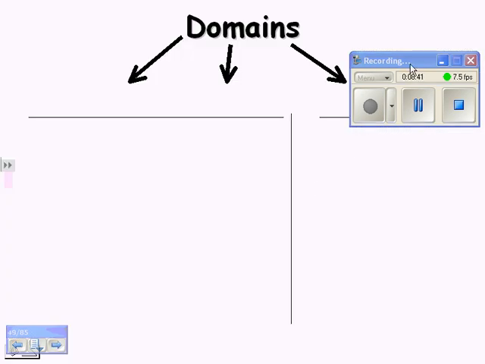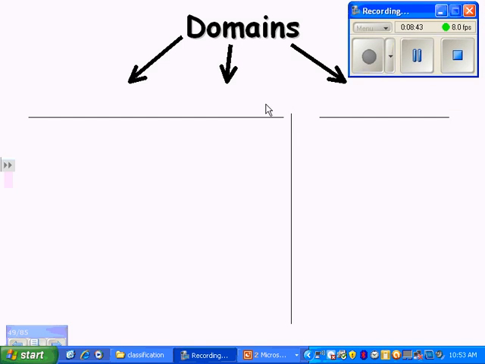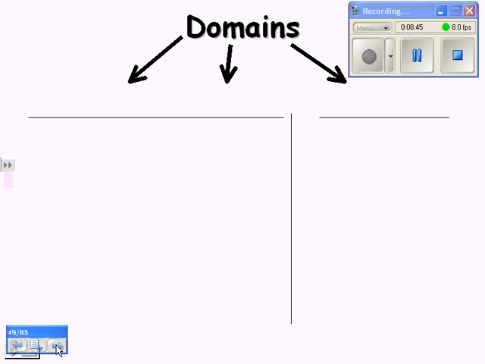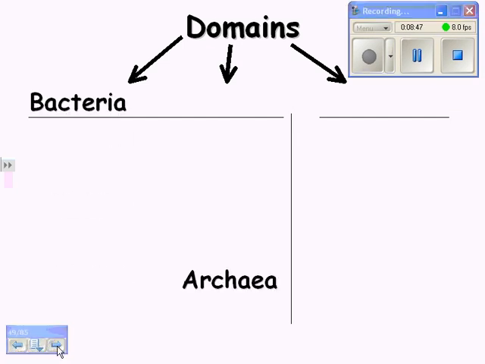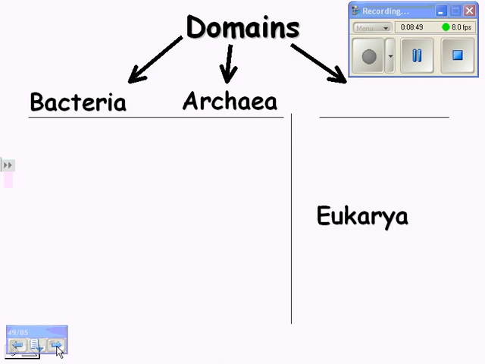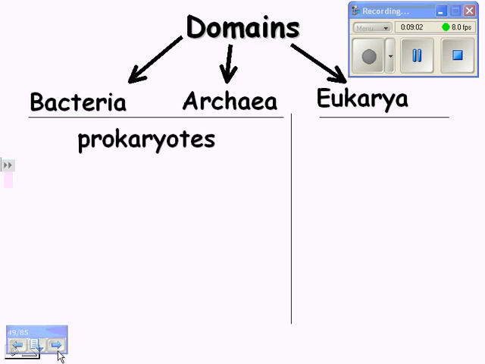Okay, so here's what we are going to do. This is what I do want you to know. Domains. There are three domains. And so these are what I'm going to have you remember. There are bacteria, there are archaea, and there are eukarya. The reason that I have this line is that these two are prokaryotes. They don't have a nucleus, and this one does have a nucleus. So for our purposes, here's what I want you to know. Bacteria and archaea, those domains are actually both prokaryotes.